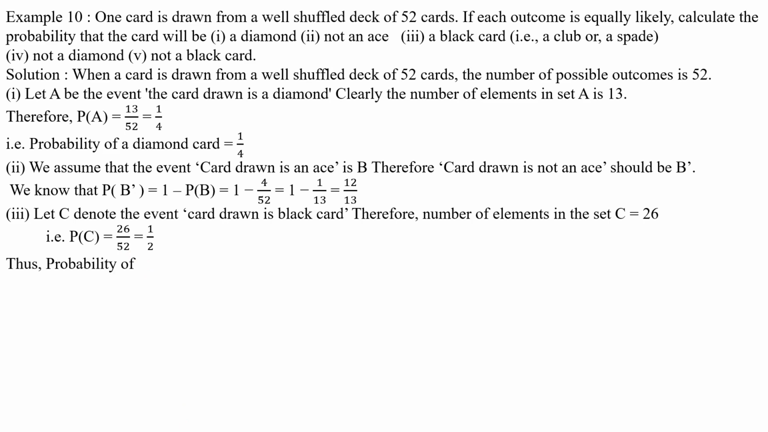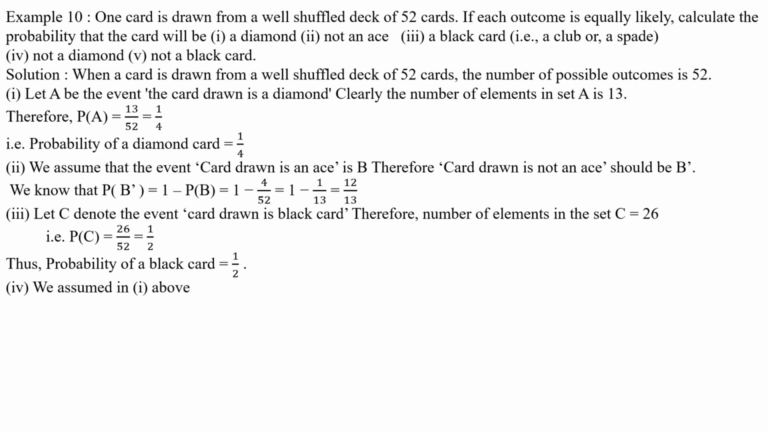Now come to the next step. The probability of getting a black card is 1 by 2. Okay, my children, understood this event, third event, getting a black card. The probability of getting a black card is 1 by 2. Right.